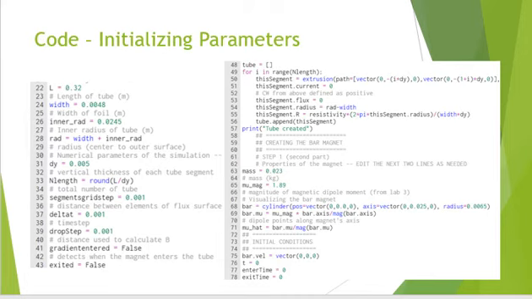For my VPython computational model, I first initialized the measurements of my aluminum tube and relevant constants, shown in the left image. Then in the right image, the tube is created and its parameters are also set. This will show the simulation of the magnet falling through the tube.